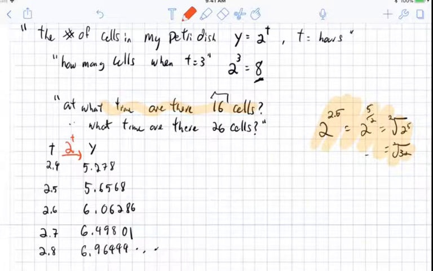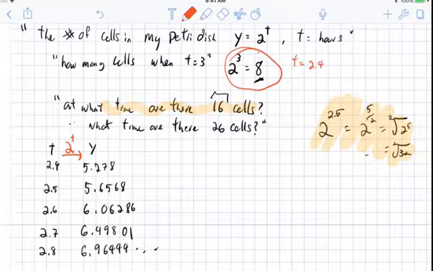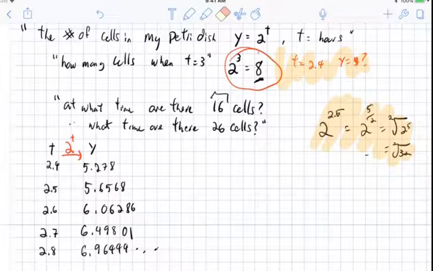So that would help you do questions like this. If somebody asked, when t is equal to 2.4 hours, how many cells are there? You'd go look it up on your table. That makes answering these types of questions easier, but it also makes answering these other types of questions easier, because you can take the same table and write it backwards.